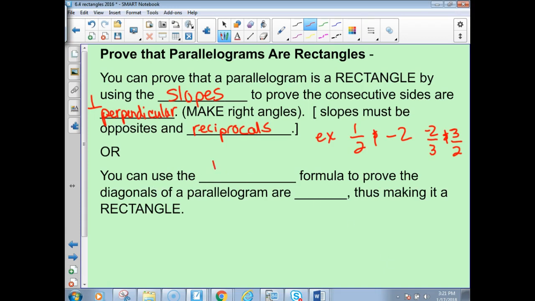Or you can use the distance formula to prove the diagonals of a parallelogram are congruent. That would make it a rectangle.